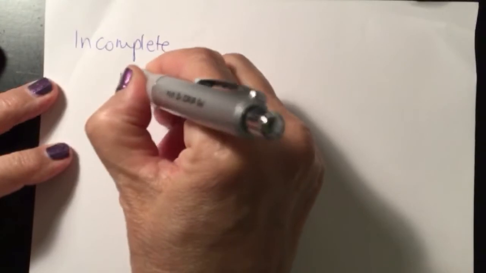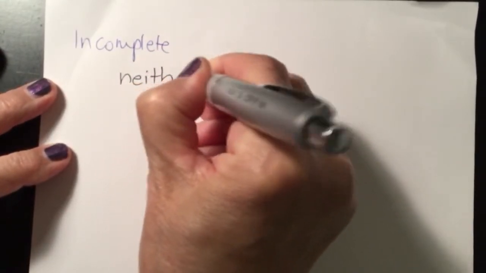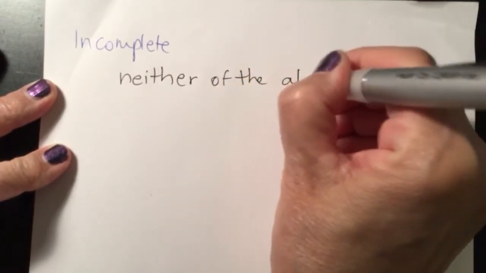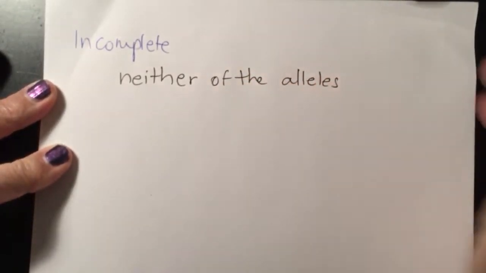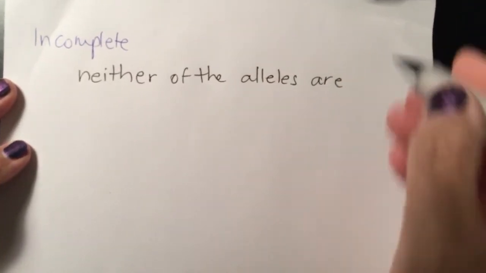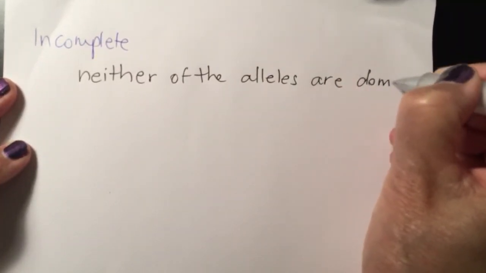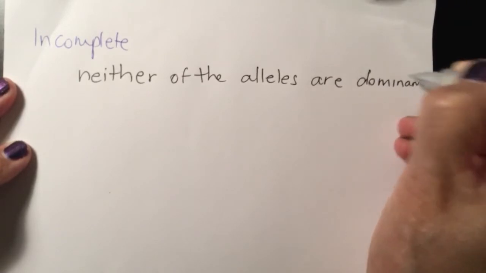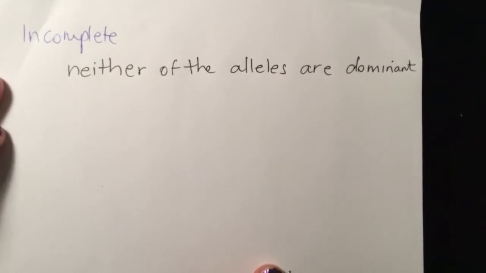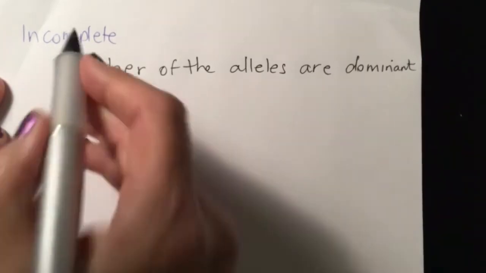So with incomplete dominance, neither of the alleles are dominant over each other. Neither of the alleles are dominant. And I've got a new holder for my document camera, and it's really hard for me to see what's going on.